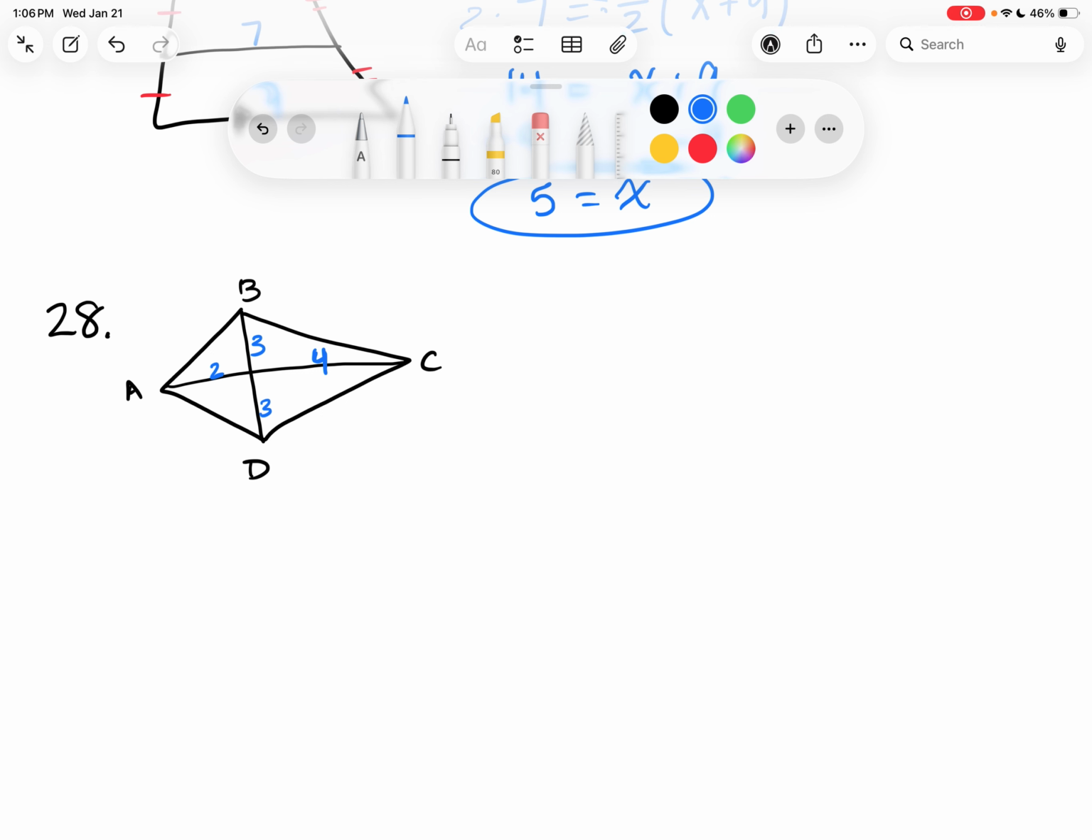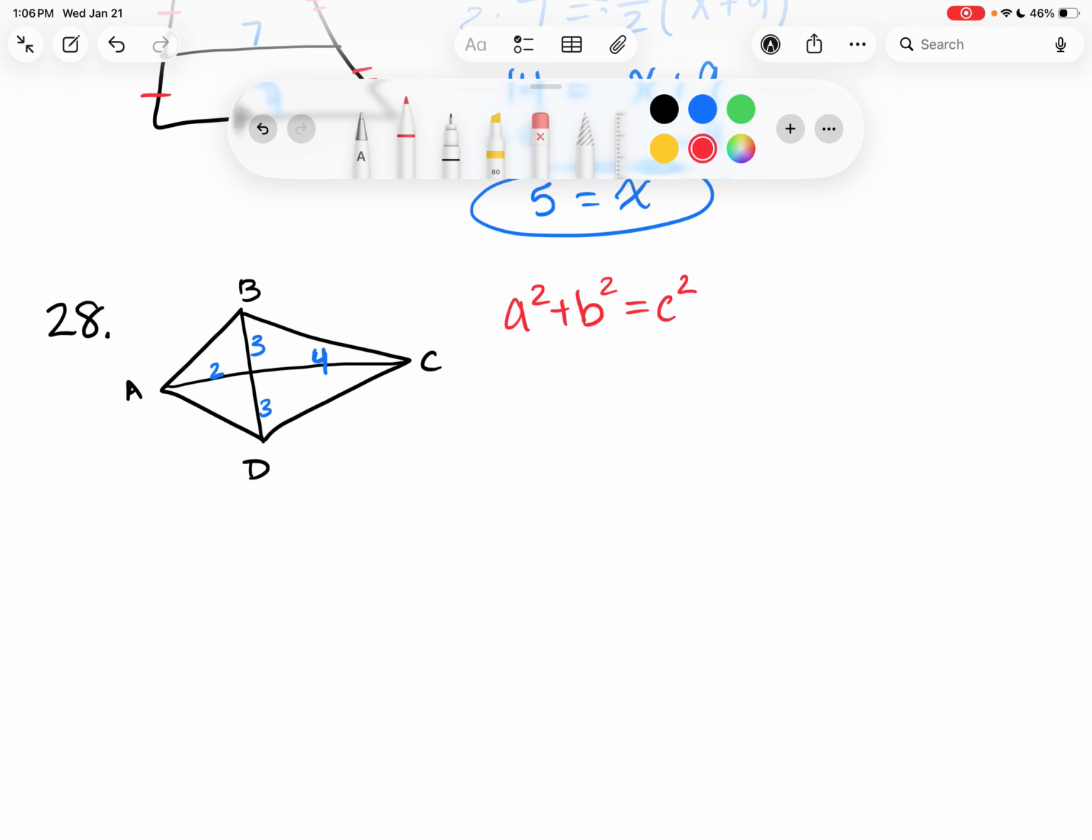So I know that BC and CD are congruent, based on information I know about kites, and AB and AD are also congruent. So if I solve for two of those sides, like AB and BC, then I know what AD and CD are. So I'm going to use the Pythagorean theorem. What is the Pythagorean theorem? Yep, A squared plus B squared equals C squared.